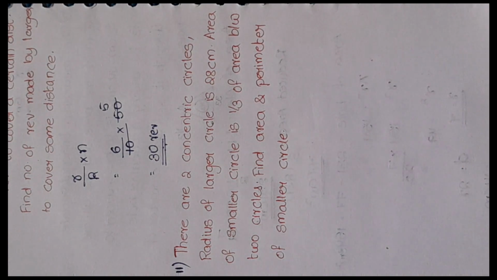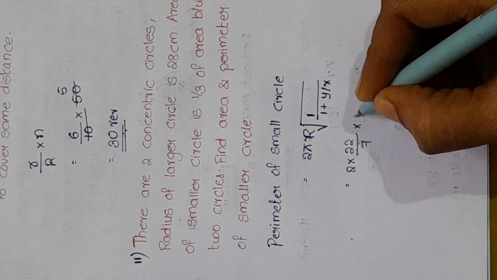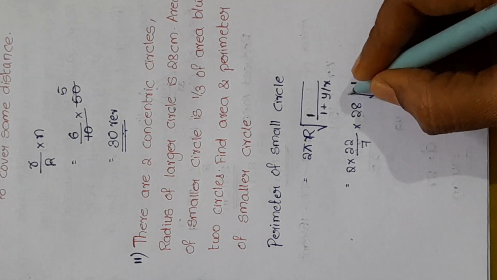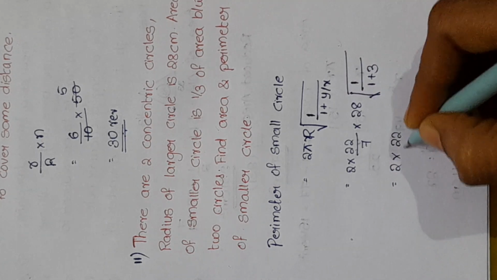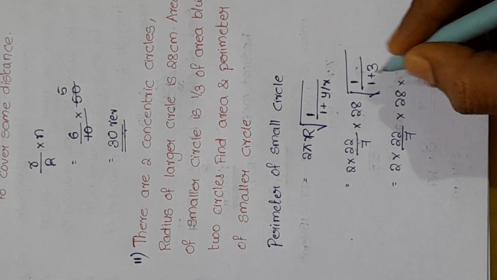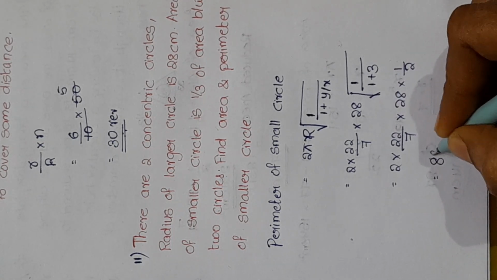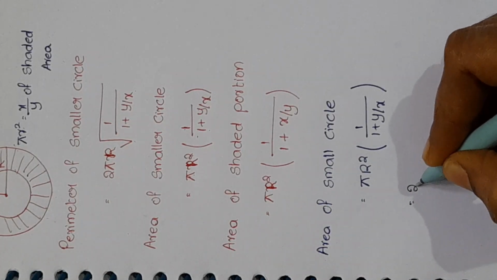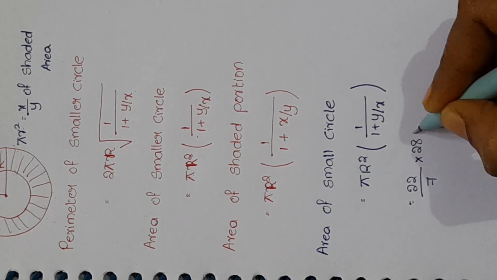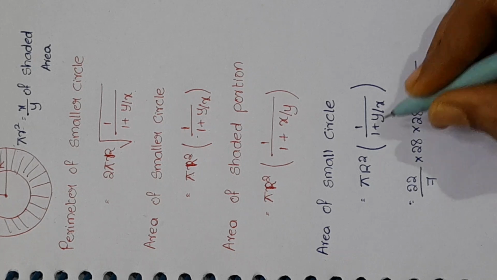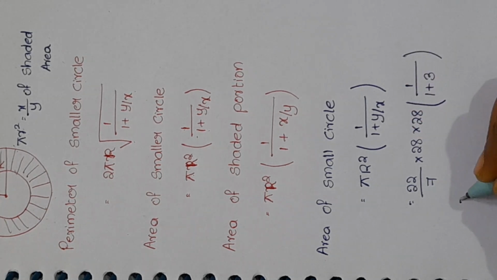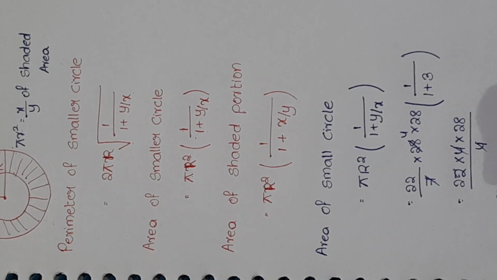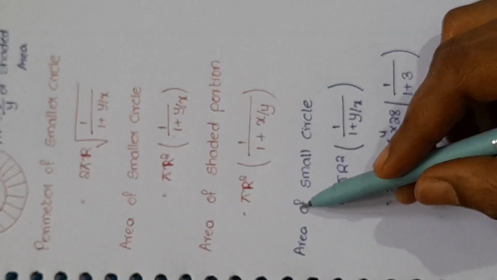Now let us directly substitute the values in the formula. 2 into 22 by 7, R value is 28, into root of 1 by 1 plus y by x, which is 3. So 2 into 22 by 7 into 28 into 1 by 4 is 1 by 2, which is equal to 88 centimeters, the perimeter of the small circle. Now the area of the small circle is equal to 22 by 7 into 28 into 28 into 1 by 1 plus y by x, which is 3. So 22, 7 1 7 4, 4 and 4 get cancelled. 22 into 28 is 616 centimeters squared, the area of the smaller circle.